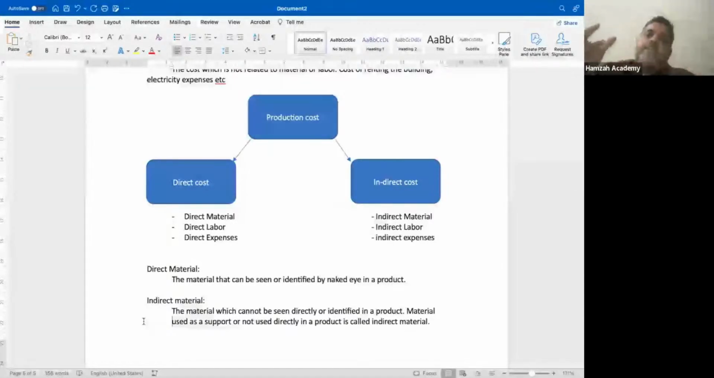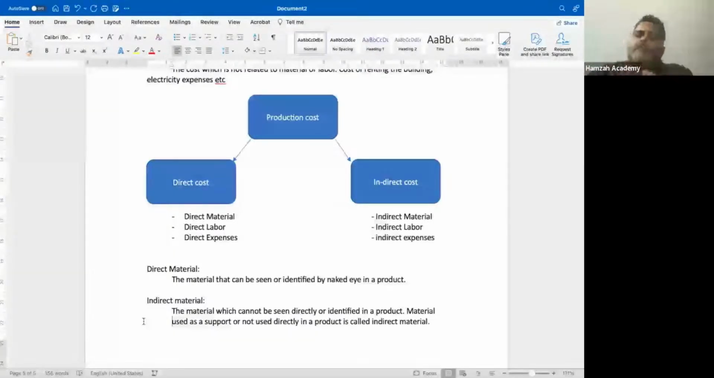So the basic understanding is that if you are able to identify something in a product, that is going to be called a direct material, and the one which you are not able to identify is going to be called an indirect material. But why? Why have such segregation, or why am I calling the one that you can see direct and the one you cannot see indirect? There is another logic behind it as well.